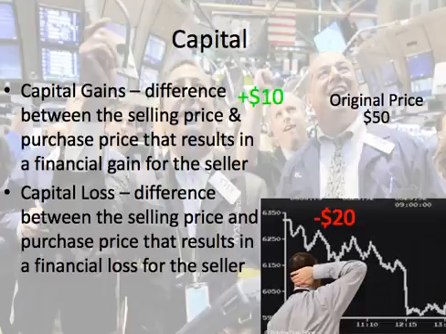But on the flip side of that, let's say you bought it for $50 and at the end of the quarter, it's down $20. We would consider that a capital loss. So capital gain, the stock price has increased. Capital loss, it has decreased.